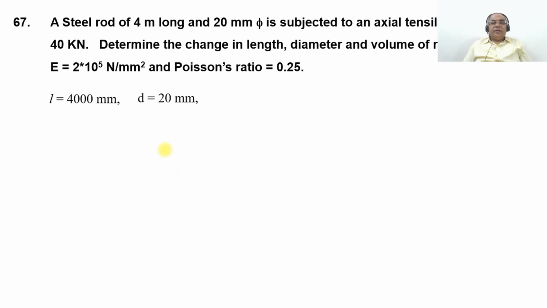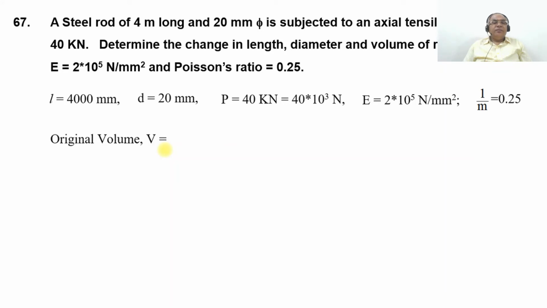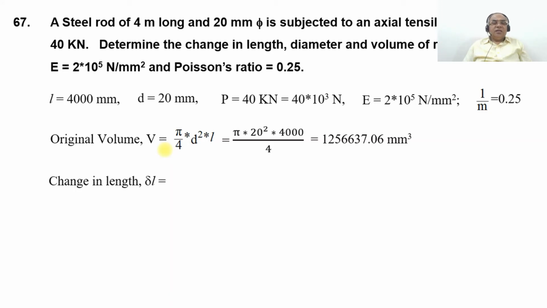So D will be equal to 20 and P is equal to 40 kilonewton, which is 40 into 10 to the power of 3. Young's modulus E is 2 into 10 to the power of 5 Newton per mm square, and 1 by m equals 0.25. So what is the original volume, which is pi d square by 4 into L. So pi by 4 into d square is 20 square into length is 4000, which on simplification you are going to get as 1256637.06 mm cube.